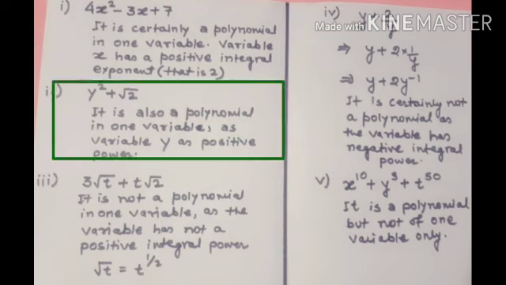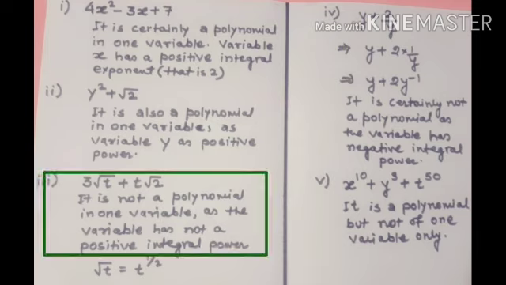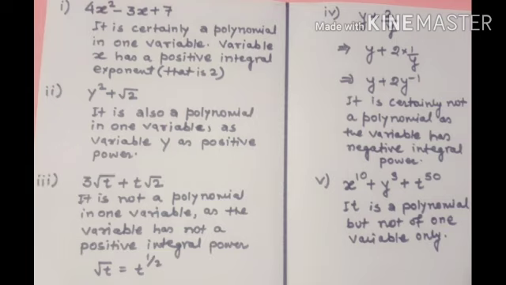Once again, we have another algebraic expression of variable y. You can see on the screen, and its exponent is also a positive integer, that is 2. So it is also a polynomial in one variable. Let us come to number 3. It is 3 root t plus t root 2. It is certainly an algebraic expression, but it is not considered a polynomial because the variable t does not have a positive integral power. You can see on the screen, somewhere it is written root t, and root t can be written as t to the power 1 by 2. So it is not a polynomial.